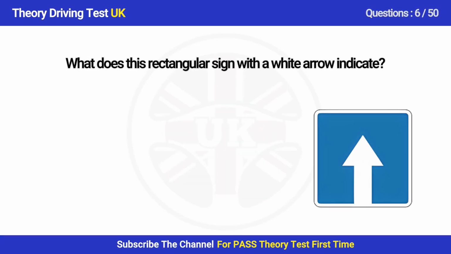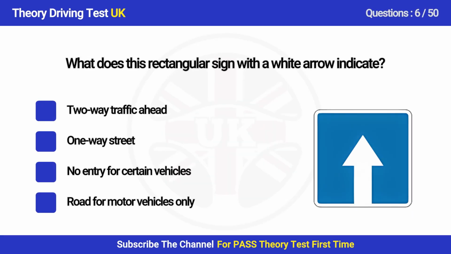Question 6. What does this rectangular sign with a white arrow indicate? A. Two-way traffic ahead. B. One-way street. C. No entry for certain vehicles. D. Road for motor vehicles only.